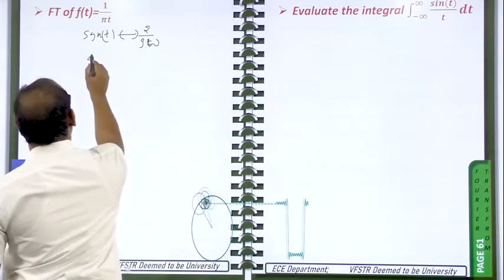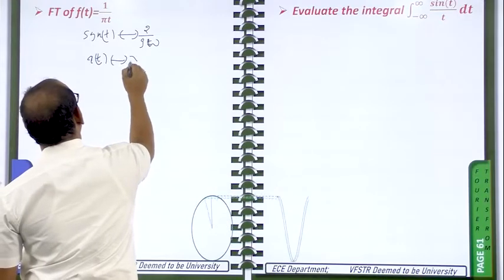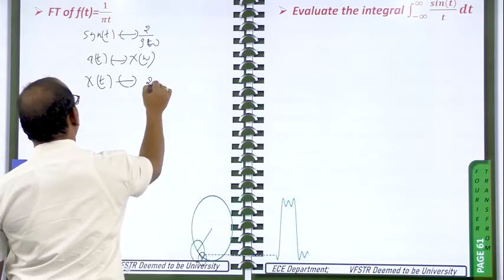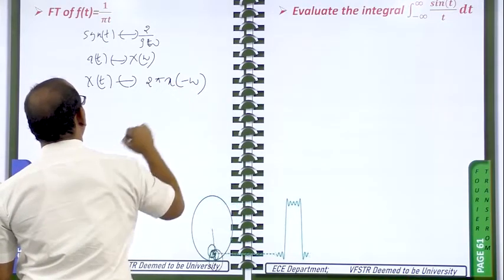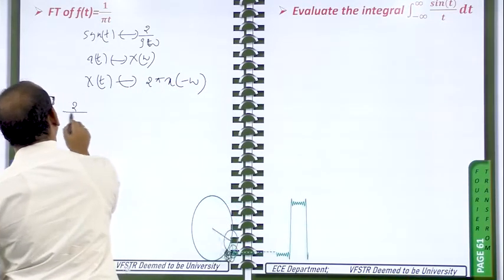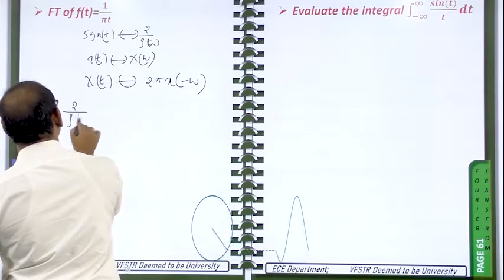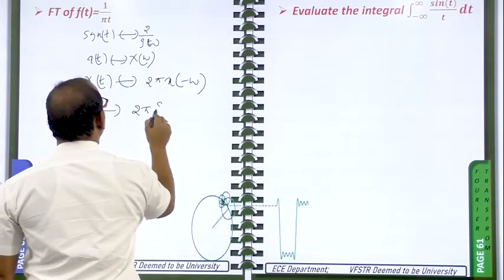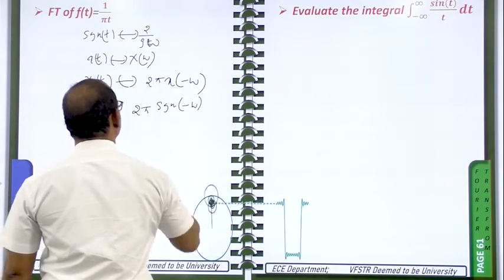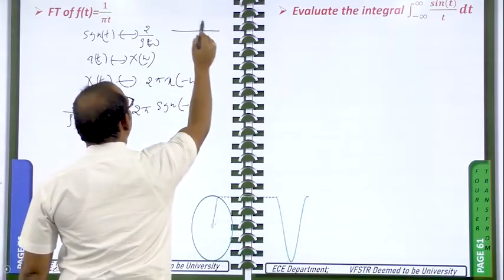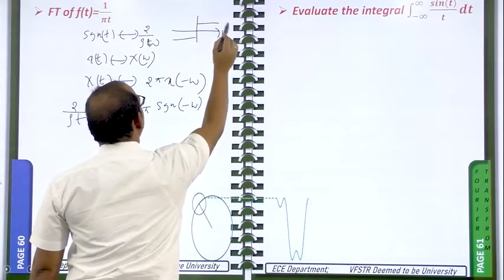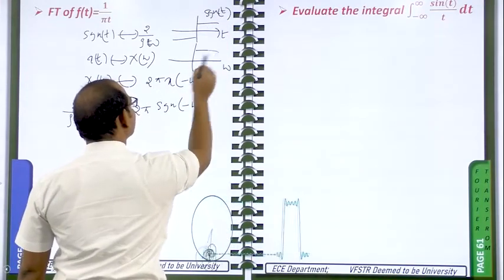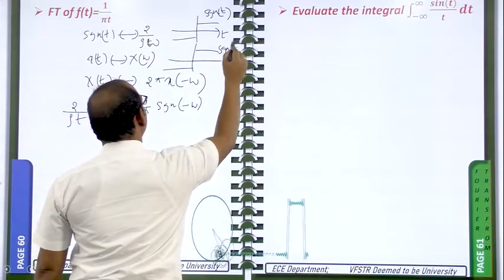So duality property I am writing here. x of t is having the Fourier transform x of omega. Capital X of t is having the Fourier transform 2 pi into small x of minus omega. So bring this 2 by j omega this side, means omega is replaced with t. 2 pi into small x of, means this one, signum of minus omega. Signum of t will be like this. Signum of omega will be in the same manner but represented like this.